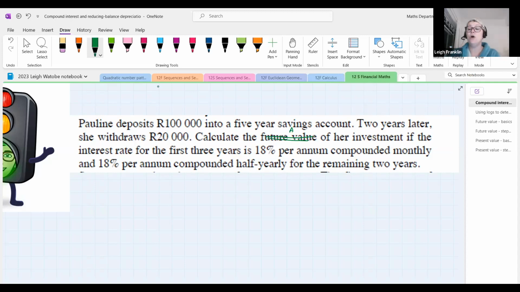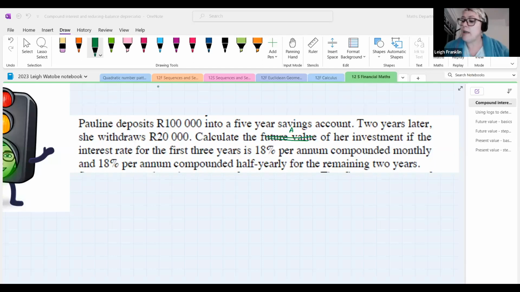Okay, so again, we need to draw a timeline to help us understand what's going on here, right? How long is the money in the account for? I know, Tsechofat, it's really bad English. They shouldn't say future value. They mean A. They just don't mean use the future value formula.